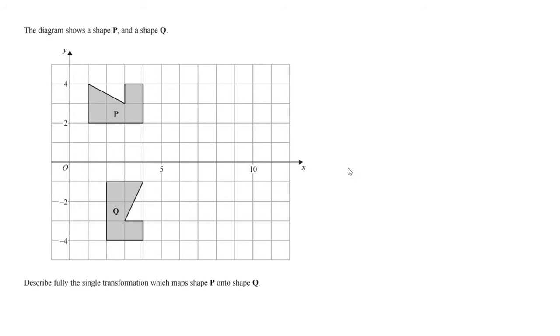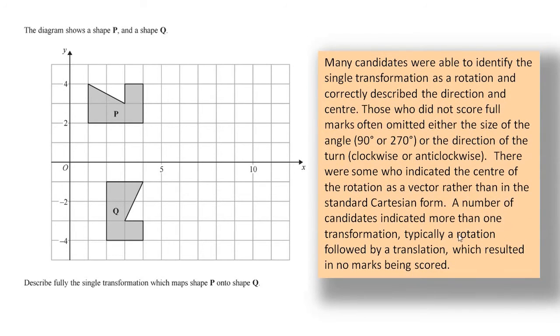Okay, so here we have an IGCSE exam question. It's a transformation, and the diagram shows shape P and shape Q, and we've got to describe fully the single transformation that maps P onto Q. So not the transformation that maps Q onto P, but make sure we get the direction right from P to Q. Now I can see that it's a rotation just by looking at the figures, but before we go any further, let's have a look at the examiner's remarks.